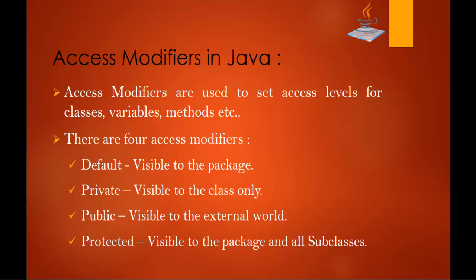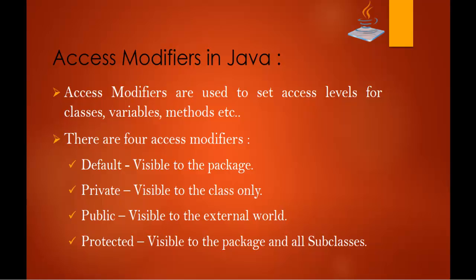Coming to the default, if I specify the access modifier of classes, variables, and methods as default, then they are visible to the package completely. If I specify private, they are visible to the respective class only. If I specify public, they are visible to the external world. And if I specify protected, they are visible to the package and all subclasses.